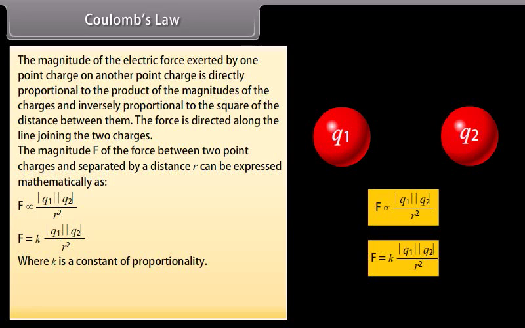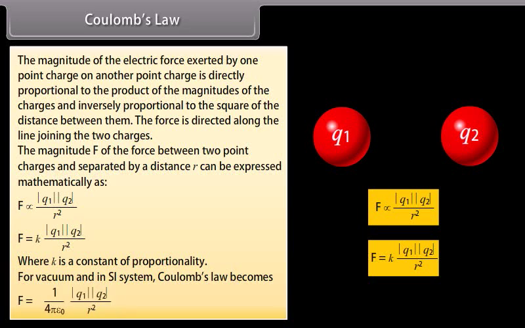Here, K is a constant of proportionality. For vacuum and in SI system, Coulomb's law becomes F = 1/(4πε₀) × |Q1||Q2| / r².